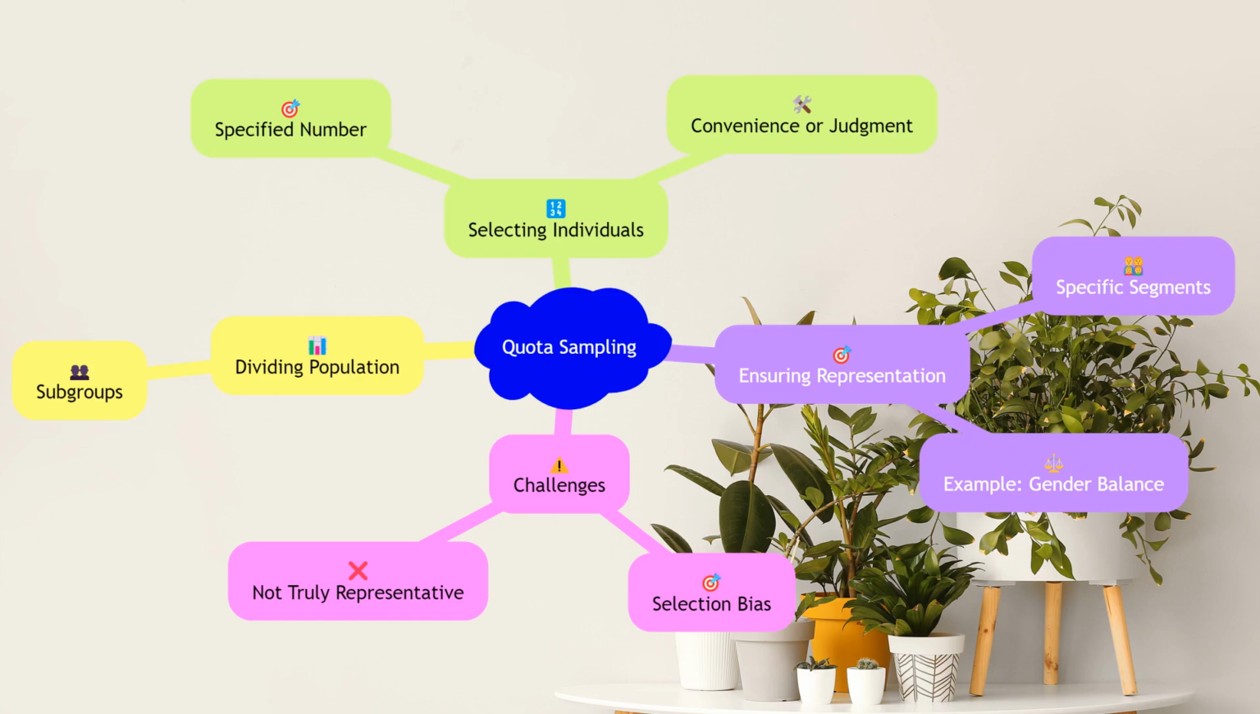This method ensures that specific segments of the population are represented in the sample. For example, if you want to ensure gender balance, you might set quotas for the number of males and females in your sample. While quota sampling can be useful for ensuring representation, it is prone to selection bias and may not produce a truly representative sample.